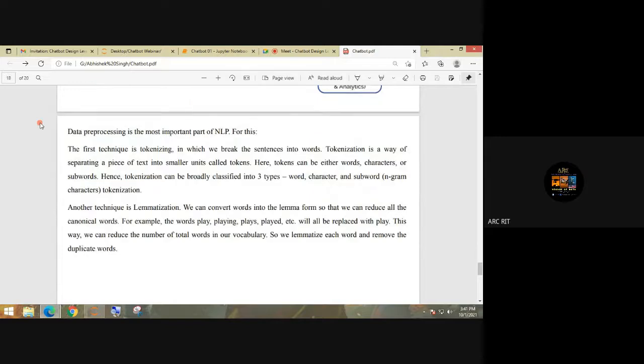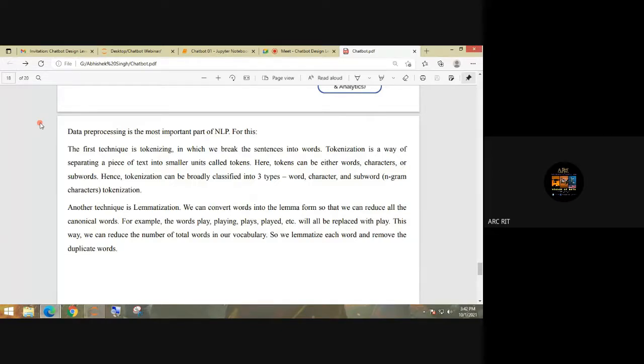And in NLP, other than theory-wise things like training the model, testing the model, evaluating it, validating it, there are two important things theory-wise you should know, and that is data pre-processing. Data pre-processing is the most important part of NLP. For this, the first technique is tokenizing. The word tokens: there are sentences, and we break those sentences into words, and those words are called tokens.